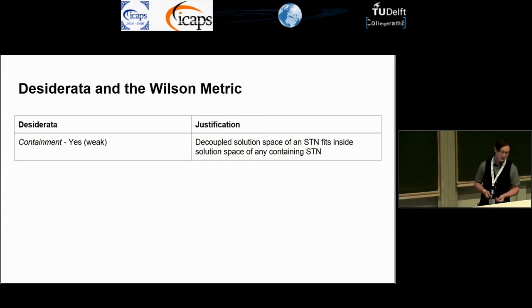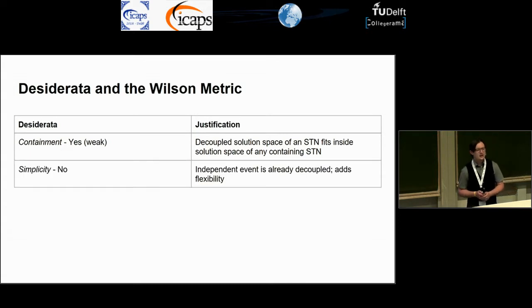Moving on to other desiderata, the Wilson metric does not satisfy simplicity, and the reason for that is that if you were to add a new independent event to an STN, that won't change how the Wilson metric decouples the other events. And so when you sum the intervals in the decoupling, that new event's interval will be added in, giving you a larger total than previously, so flexibility will increase rather than decreasing as simplicity would require.